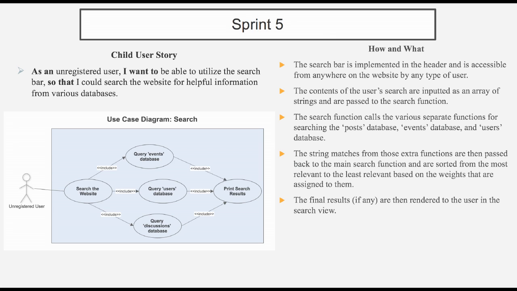How and what? The search bar is implemented in the header and is accessible from anywhere on the website by any type of user. The contents of the user's search are inputted as an array of strings and are passed to the search function. The search function calls the various separate functions for searching the post database, events database, and users database. The string matches from those extra functions are then passed back to the main search function and are sorted from the most relevant to the least relevant based on the weights that are assigned to them. The final results, if any, are then rendered to the user in the search view.